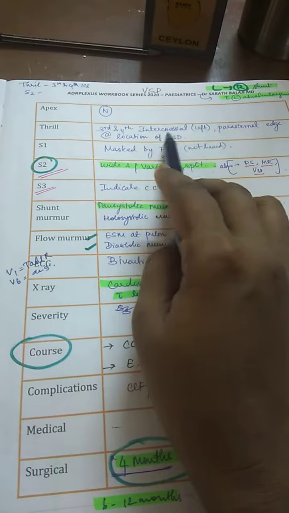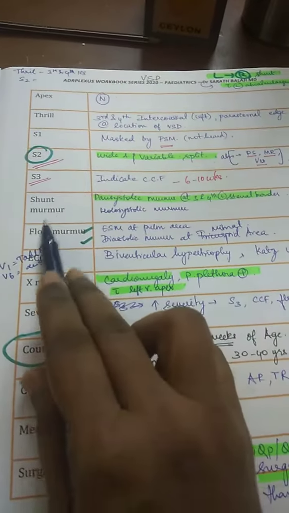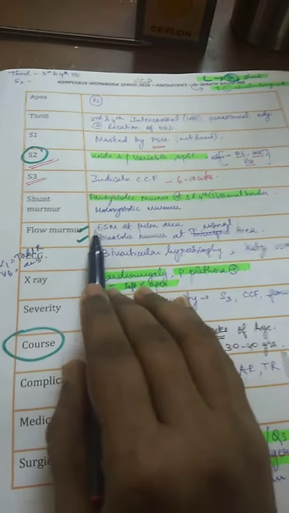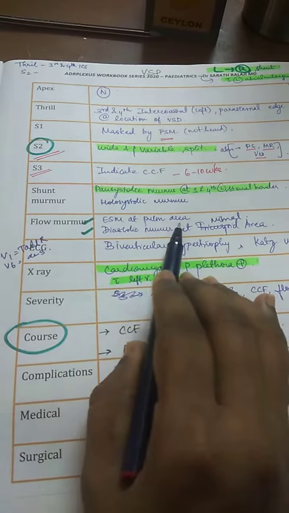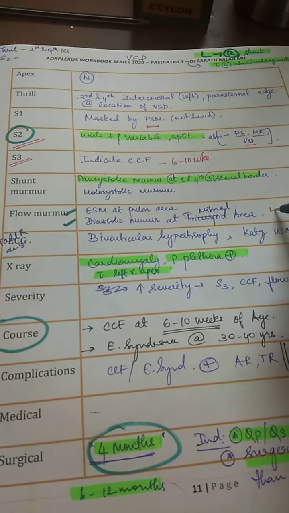Alright, apex will be normal, and if you see the thrill, you can have it at the third and fourth left intercostal space where the VSD is located. Other than that, shunt murmur, pansystolic murmur will be seen. Flow murmur, ejection systolic murmur will be seen at the pulmonary area, and diastolic murmur will be seen at the mitral area.